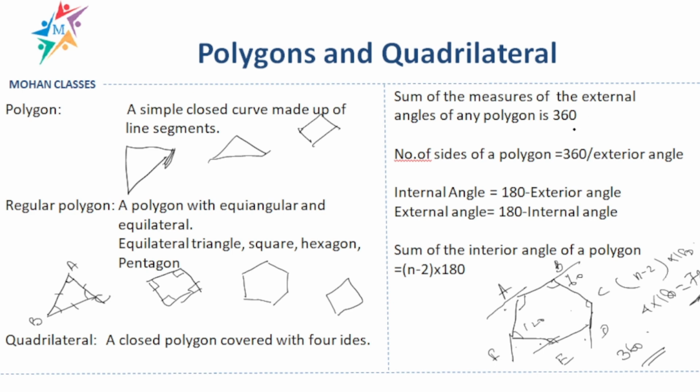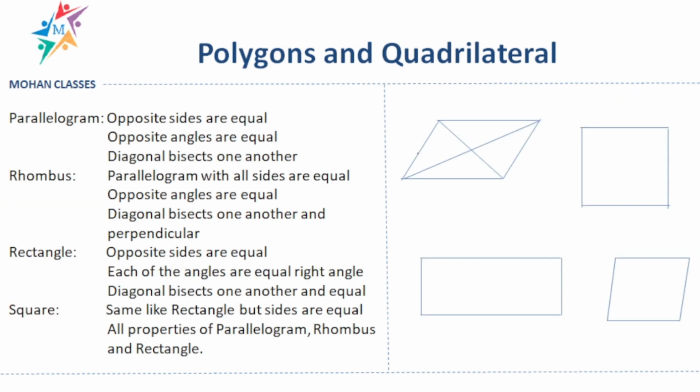Now, let us move to the types of quadrilateral. What are all the types of quadrilateral? Here we have parallelogram, which is a quadrilateral, and then rhombus is a quadrilateral, rectangle is a quadrilateral, and square. Let us talk about a parallelogram. ABCD is a parallelogram.